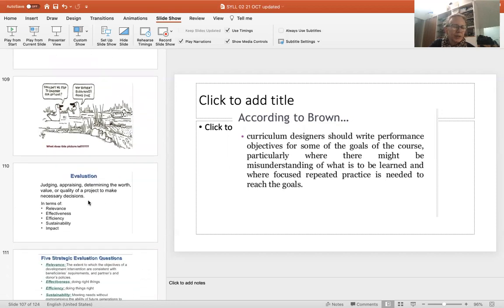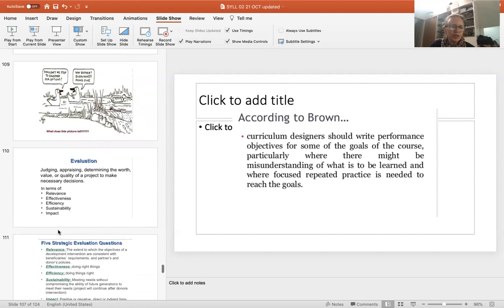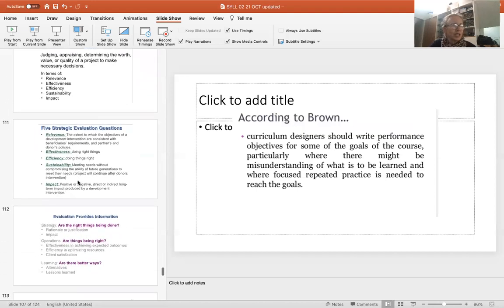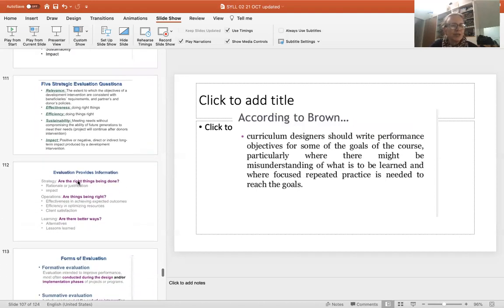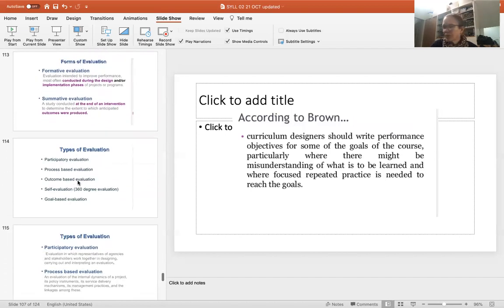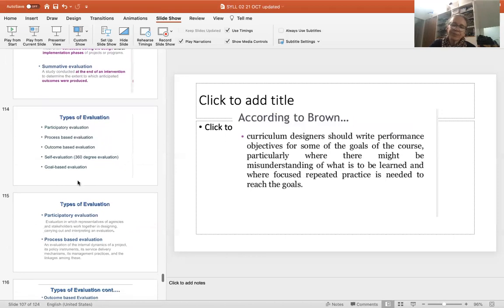So when we evaluate, we need to look at if it's still relevant, still effective, if it's still efficiently taught, if it's still sustainable, so meaning financially okay, and the impact, is it still effective in the workplace? So if you're teaching hospitality English, is what you're teaching still valid and useful?